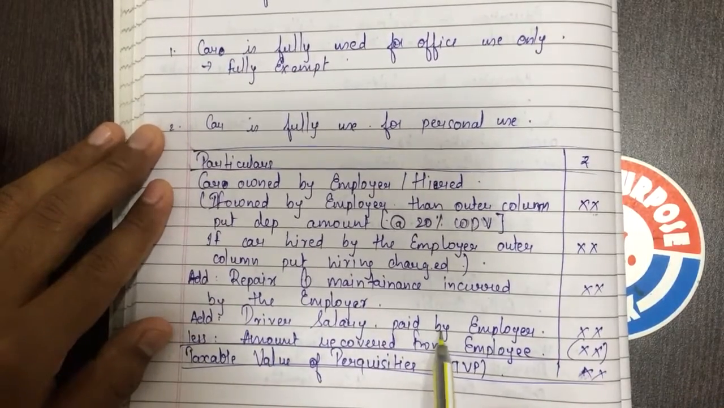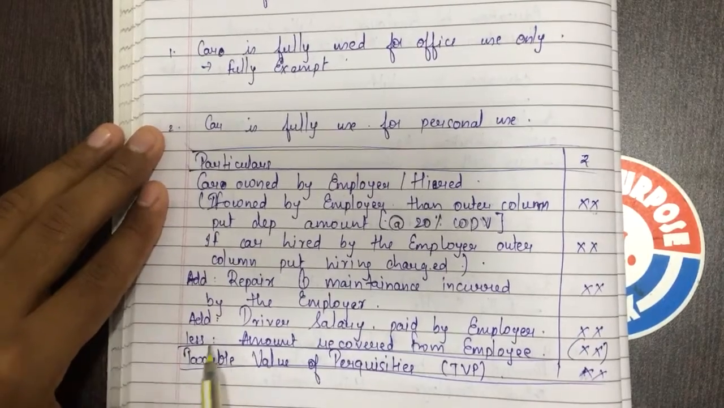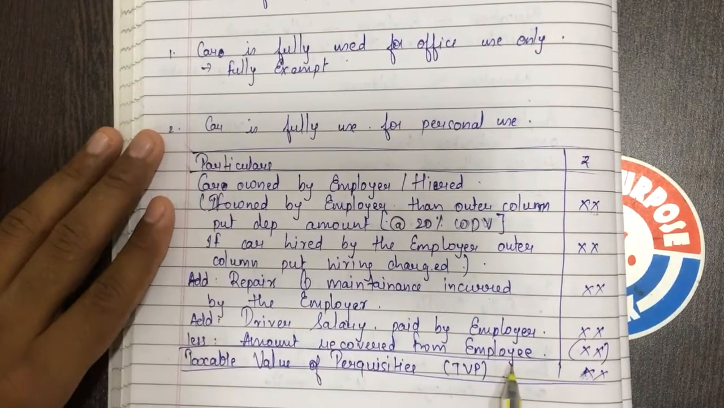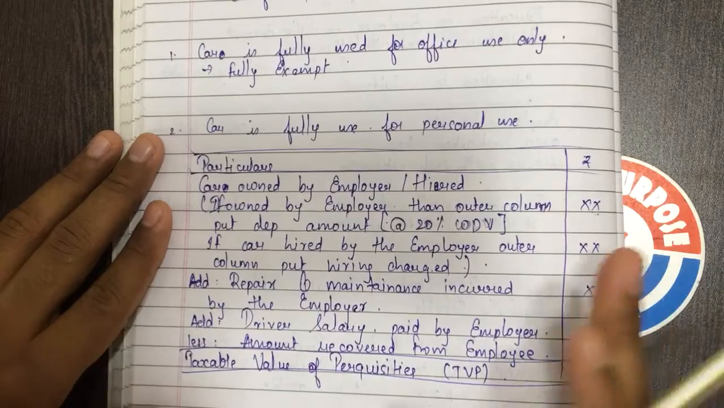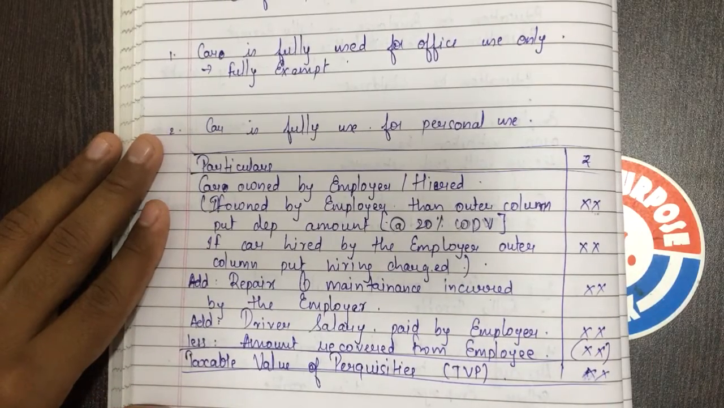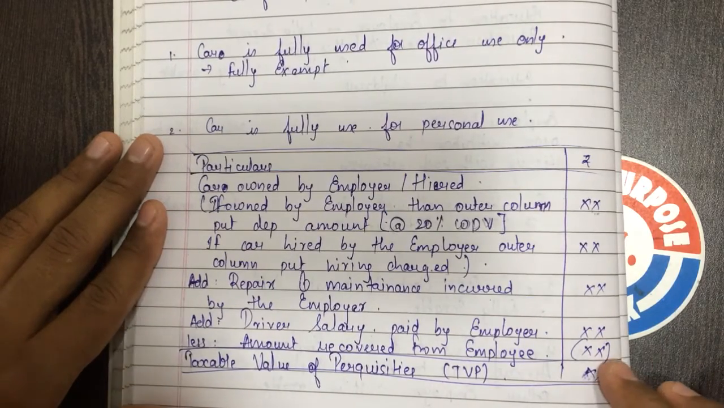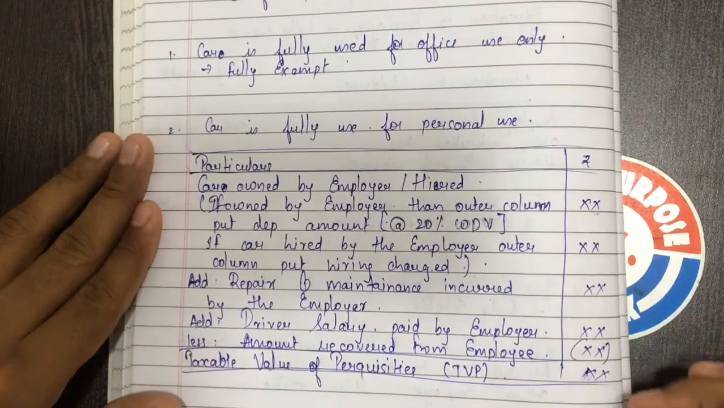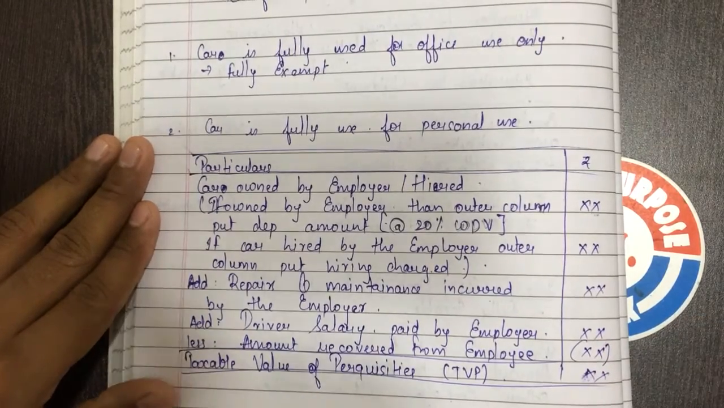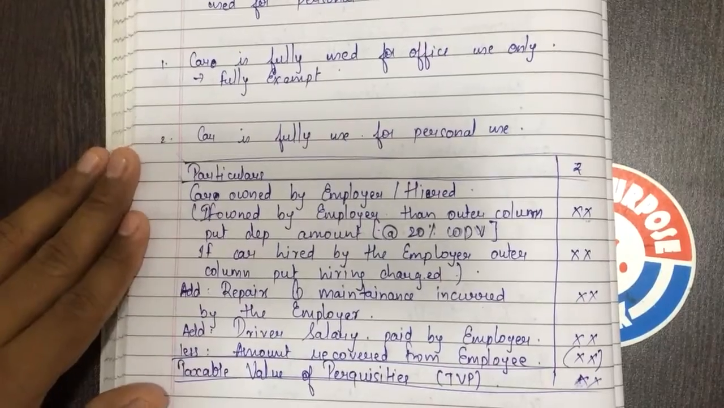Add driver salary if paid by the employer. Add it. Less amount recovered from the employee. If any amount is recovered from the employee by the employer, then it will be less from all this, and finally you will get the taxable value of perquisite. Okay, I hope it is quite clear.